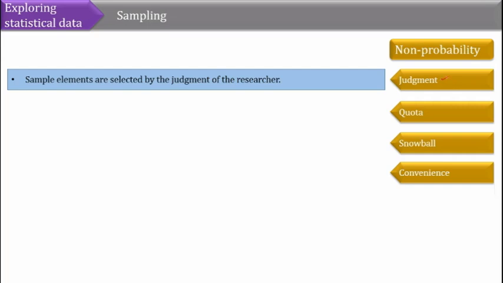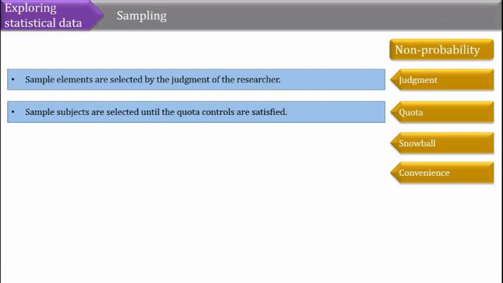Right, first one, judgment sampling. Well, that's very easy. The sample elements are selected according to the judgment of the researcher. So the researcher will have certain criteria, and according to that, he will select the people for the sample. Quota sampling is a lot like stratified sampling, but remember, non-probability method means that not everybody has a chance of being selected. So here, once again, you're using judgment because you're selecting according to certain criteria.